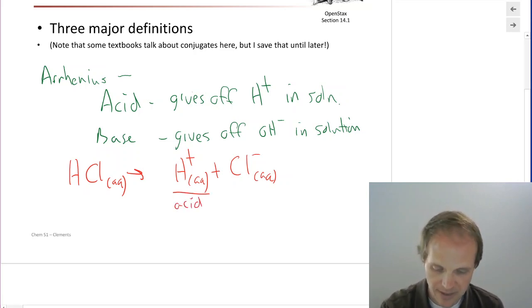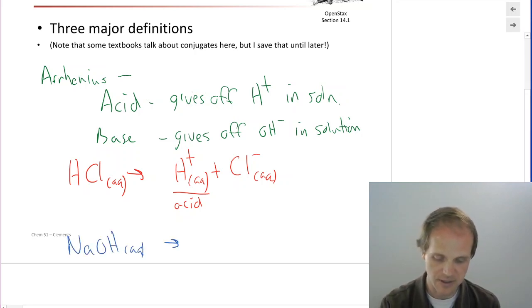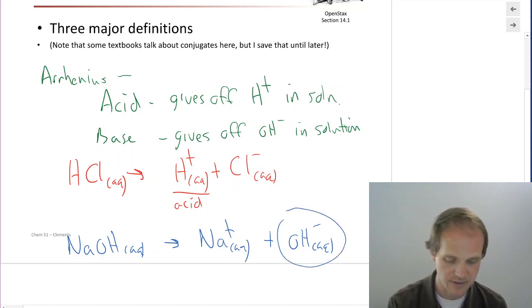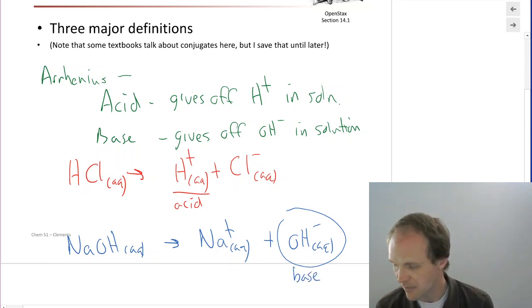And then what do we have also? We have things like our favorite, sodium hydroxide, aqueous, which falls apart into Na plus and OH minus, aqueous. Again, that is producing OH minus in solution, and so that is an Arrhenius definition of a base.